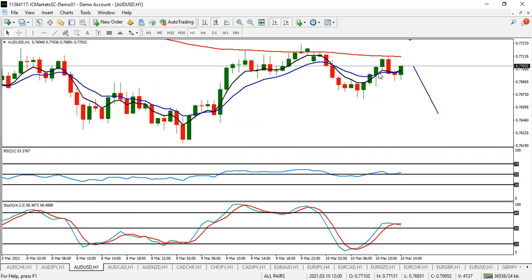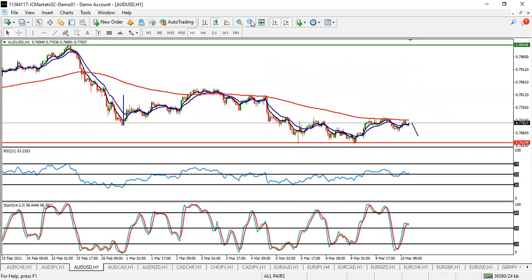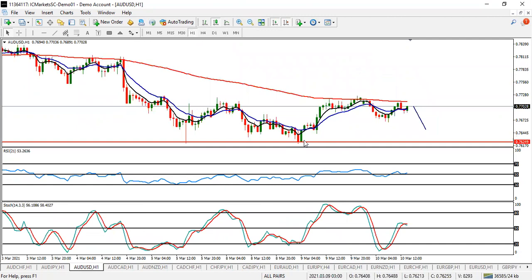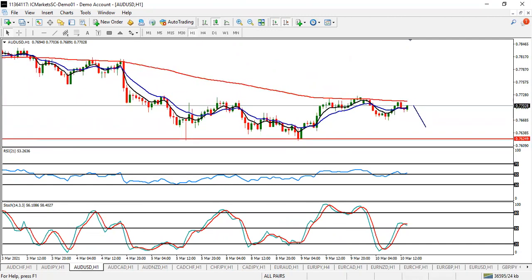Once we see the cross of the 5 and 12 moving average to the downside, you want to pick a sell entry and make sure you exit your trade before 0.7624.